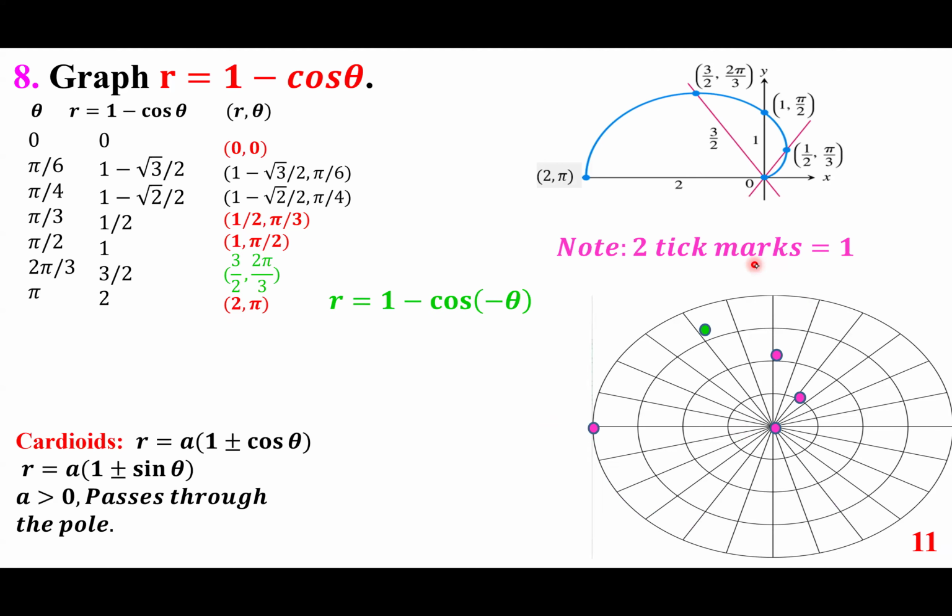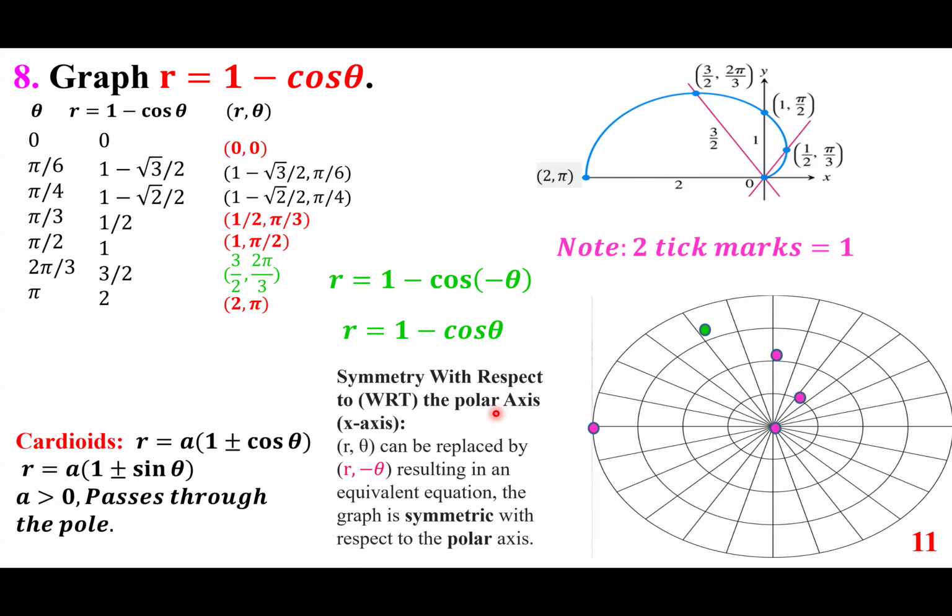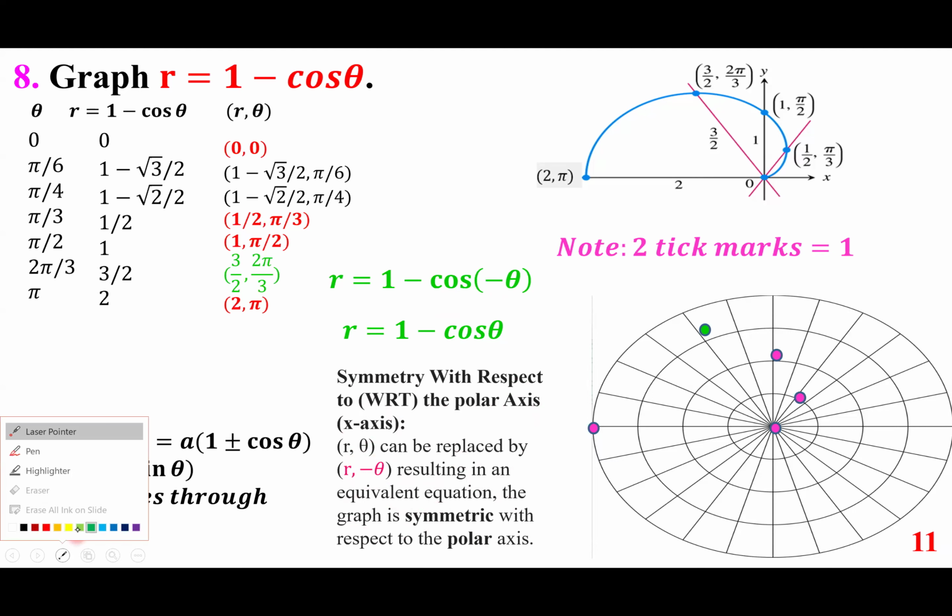Now, I can pick more points and graph them, but I want to discuss the symmetry at this point. r equals 1 minus cosine of negative theta. You know cosine is an even function, so it's the same as cosine theta. So when I change theta to negative theta, I receive the same r. Therefore, it makes it symmetric with respect to the polar axis, the x-axis, because r comma theta can be replaced by r comma negative theta, resulting in an equivalent equation. The graph is symmetric with respect to the polar axis, meaning you can follow that.